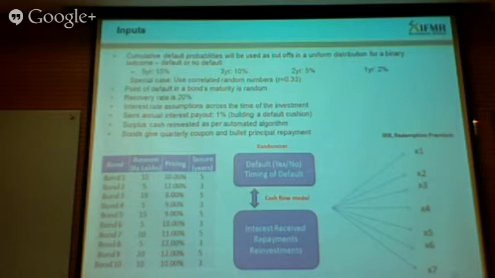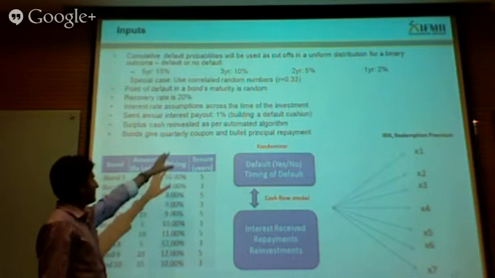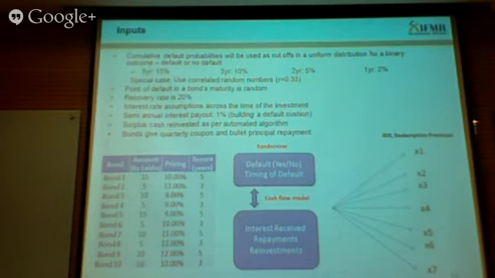You have to make some assumptions regarding interest rate. So when the 3-year period ends and this bond matures, you'll be reinvesting it in some other bond, so you can feed in some interest rate assumptions. Say this structure gives out a semi-annual interest payout to the investors, say 1%. So you're earning this much return, but you're only paying out 1%. What it helps you do is build a default cushion inside the structure. So when defaults happen, you have a surplus against which that default can be taken off. And all these bonds, say, give quarterly coupons and have a bullet principal repayment.